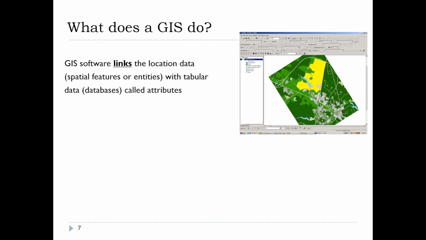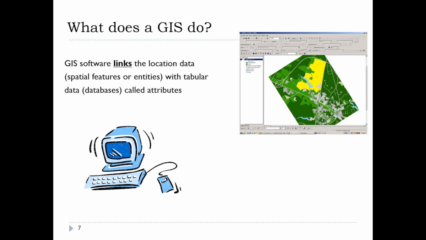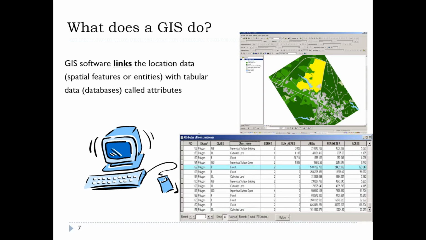A GIS links locational information with tabular information. So here we have a map. This happens to be a land cover map of the University of New Hampshire, Durham campus. And then we have some kind of a computer system that we can store the map in, but we also have a bunch of attribute information. We have what the label of the specific place was, how many acres, what the area is, what the perimeter is, whatever attributes we want. And what the GIS does is it links. Okay, so it allows us to put all that information together.